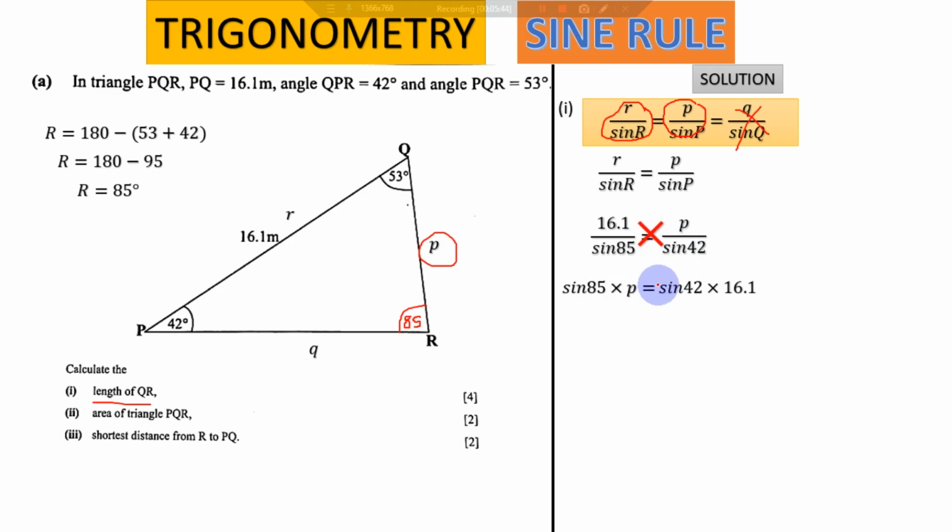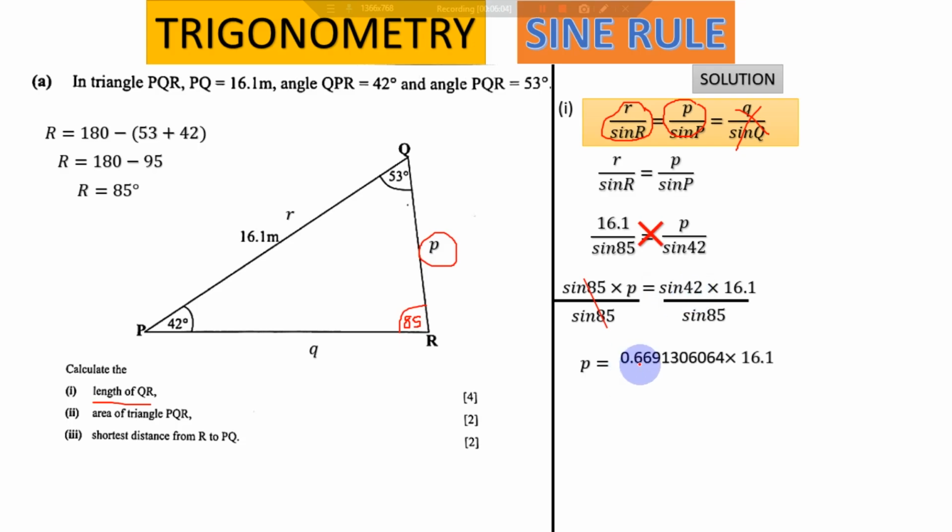Please do not expand those ratios first of all. So let us divide by sine 85 on both sides. Here we cancel, we remain with P. Then now we can expand the sine 42. Punching on the calculator, what is sine 42?